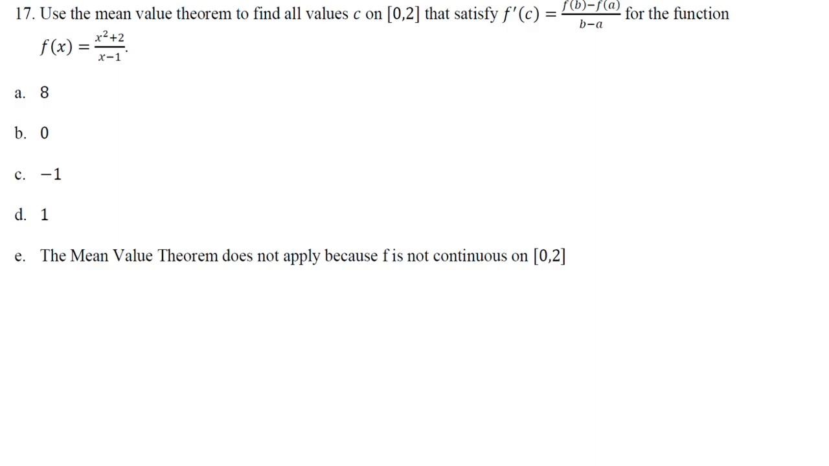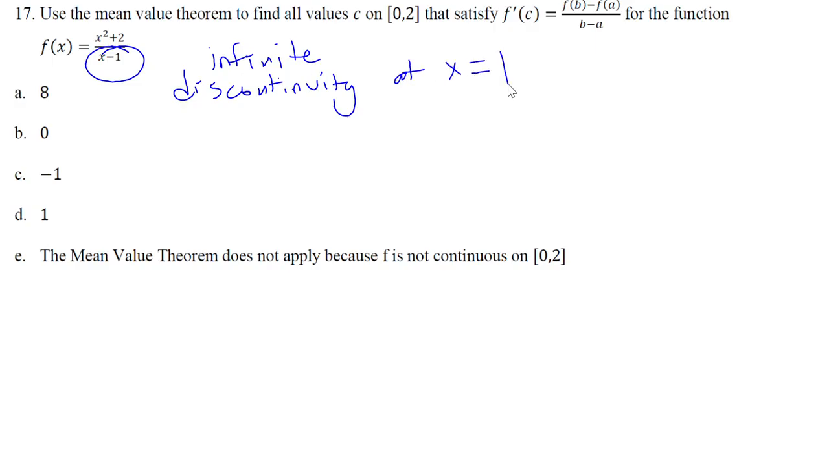So the first thing we always need to do when we use the mean value theorem is to see if the function is continuous on that interval. And right off the bat, we look and say, oh, this function has a discontinuity. In fact, it happens to be an infinite discontinuity. We'll write that at x equals positive 1.